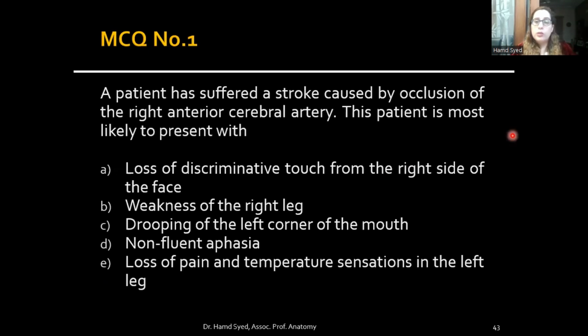So now we're going to discuss a few MCQs. Now that we have covered the basic aspects and discussed the clinical correlation of blood supply of the brain, let's look at the clinical scenario in MCQ number 1.